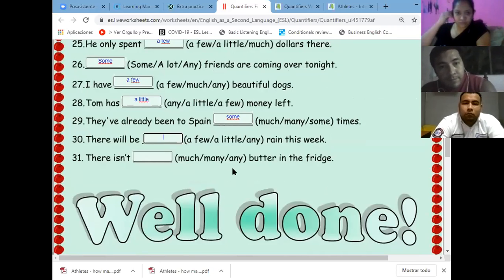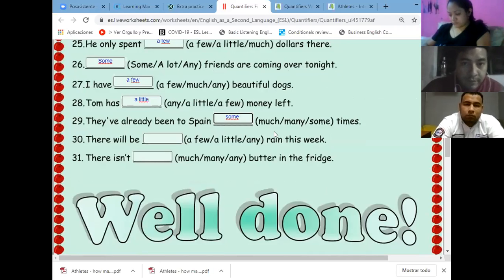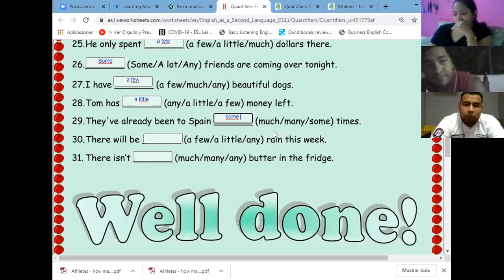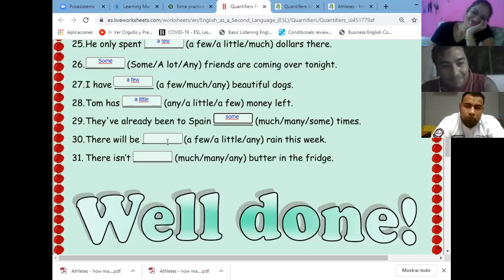But it all depends on the context as well. If you want to say that you've been to Spain a lot of times, you can say many times. But in this case, if you say many times, you are emphasizing that it has been something negative, and probably that's why you're bored. But in this case, according to the rule, I don't want you to get frustrated or confused. In this case, it's some. All right, I better be quiet.